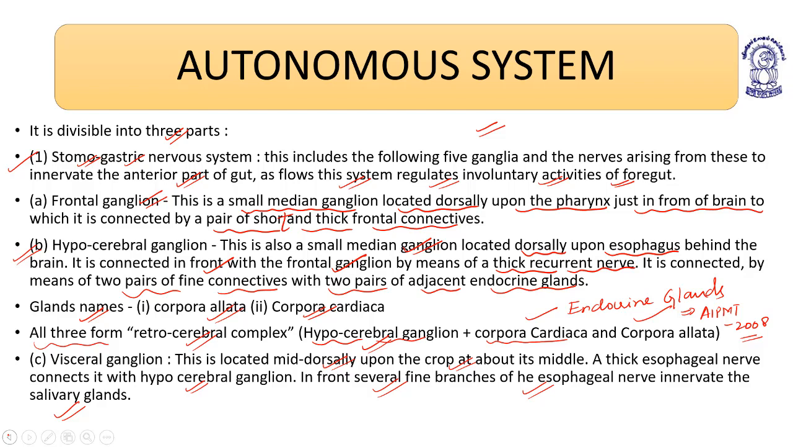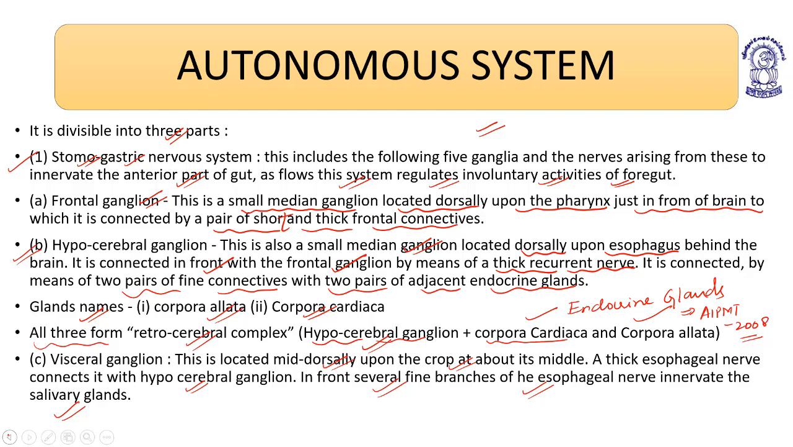The retrocerebral complex is formed by the hypocerebral ganglion plus corpora cardiaca and corpora allata. The frontal ganglion is a small median ganglion located dorsally upon the pharynx just in front of the brain, which connects to the brain with a short and thick pair of frontal connectives.